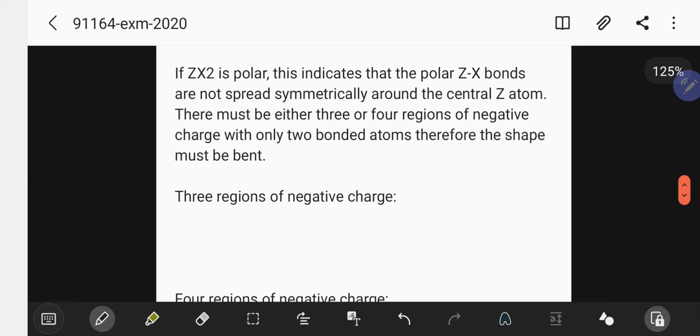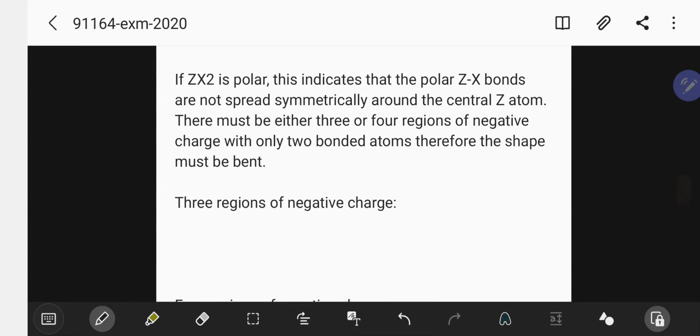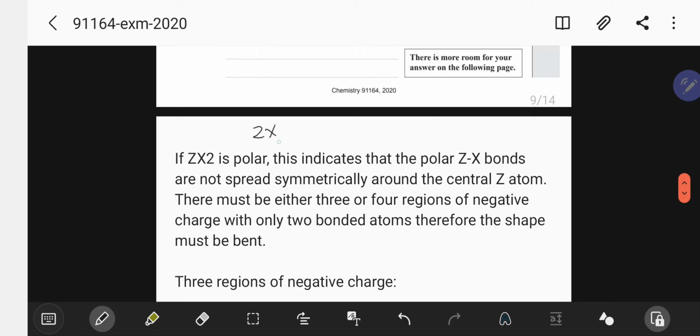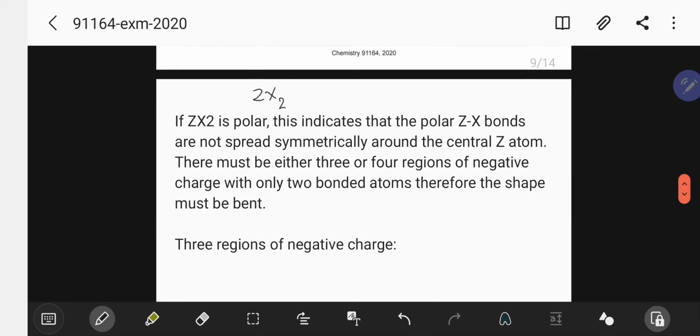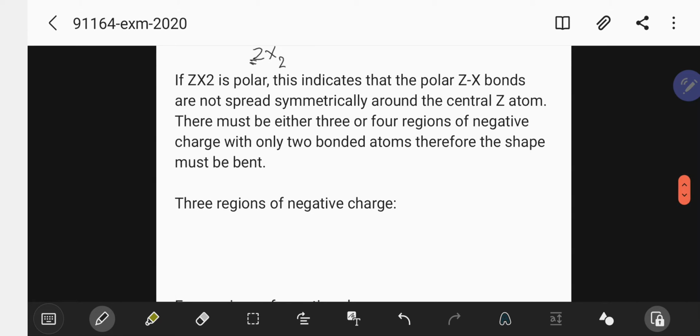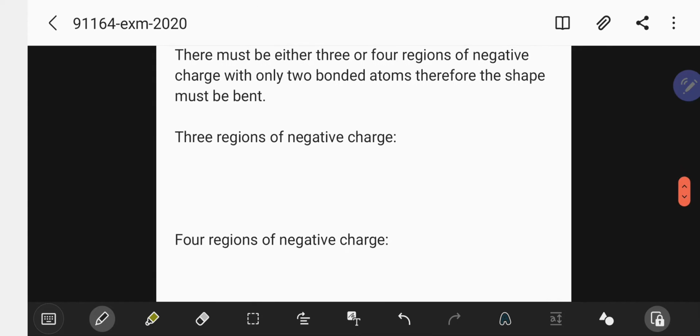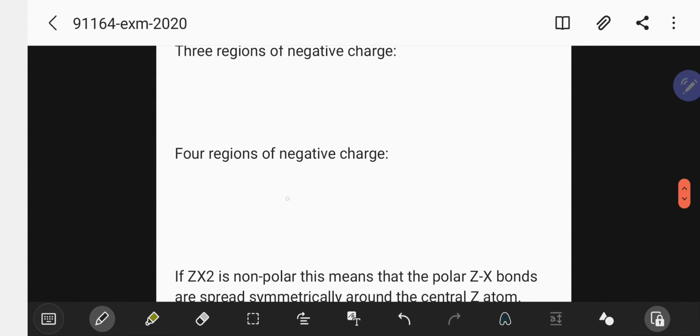So if ZX2 is polar, this indicates that the ZX bonds are not spread symmetrically around the central Z atom. So there must be either 3 or 4 regions of negative charge with only 2 bonded atoms, therefore the shape must be bent. So we know it has to be Z, X, X, and it has to be like this. There's going to be 2 bonds.